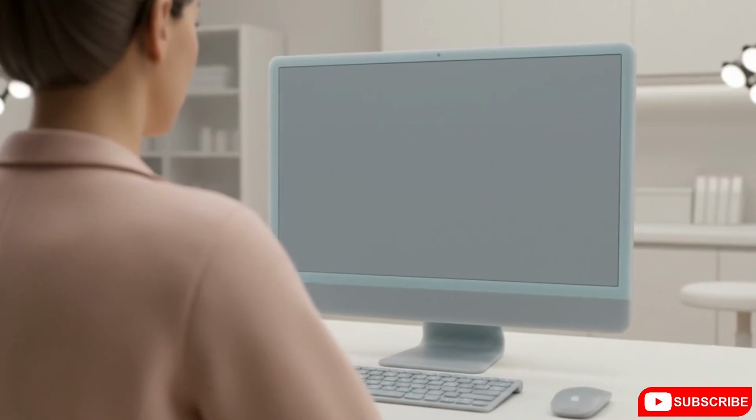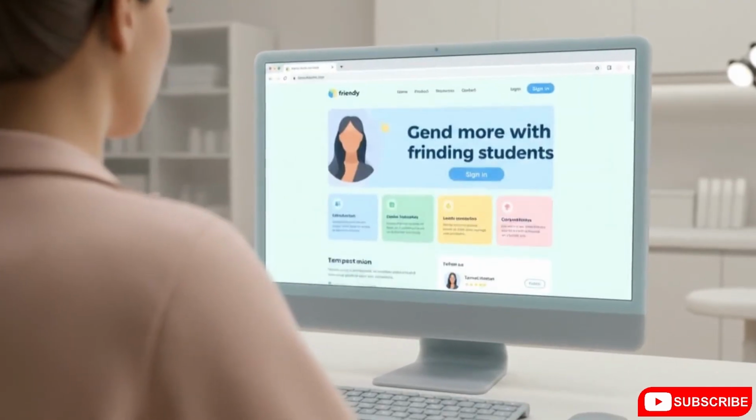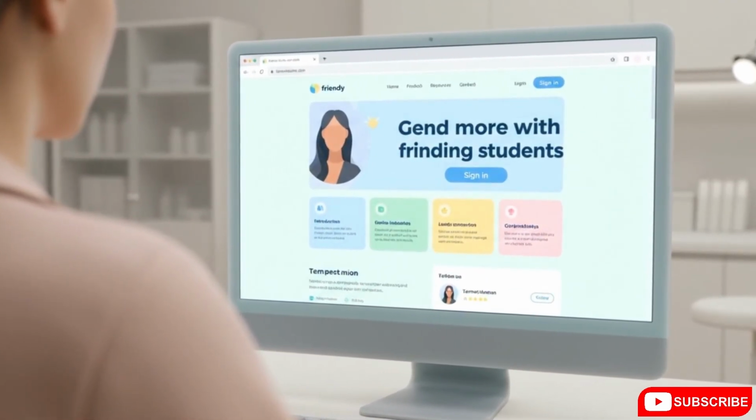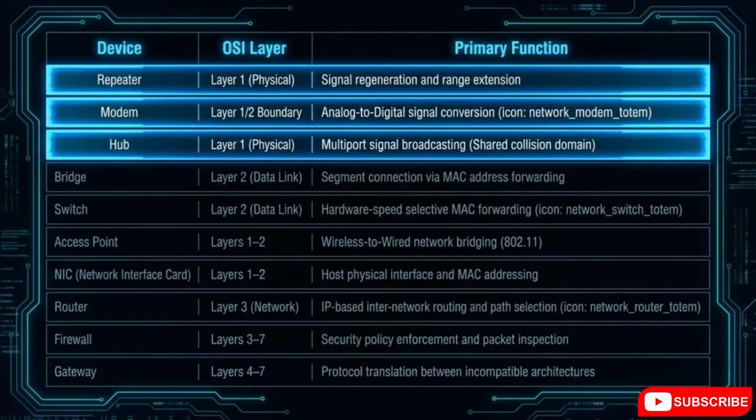The student's monitor illuminates with the loaded website. From the moment she pressed enter to this final frame rendering, only 50 milliseconds elapsed. This chart maps the complete relay race. At layer 1, repeaters and modems handle pure physics. At layer 2, switches and bridges govern local physical addresses. And at layer 3, routers make the complex logical decisions that span the globe. 10 distinct machines, coordinating in a fraction of a second.